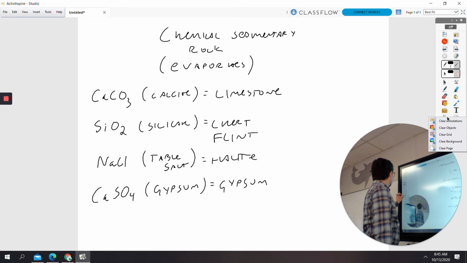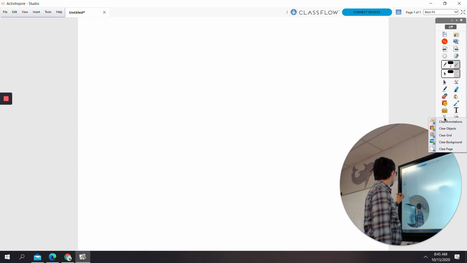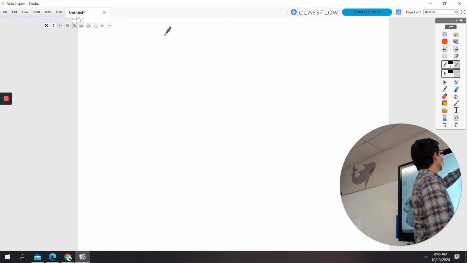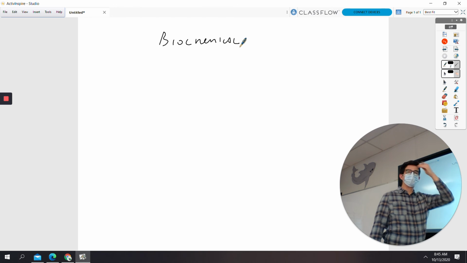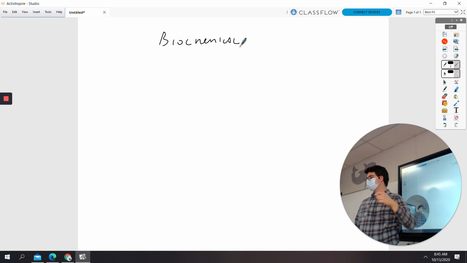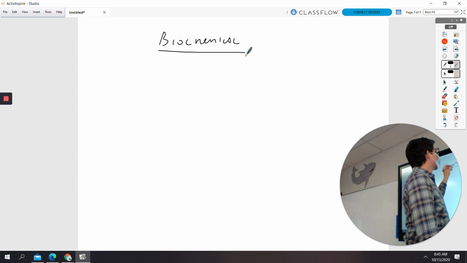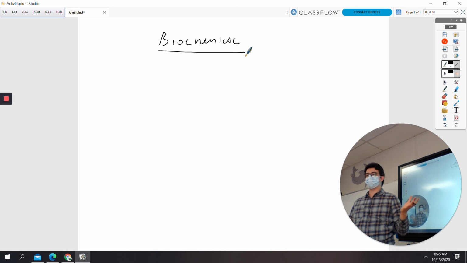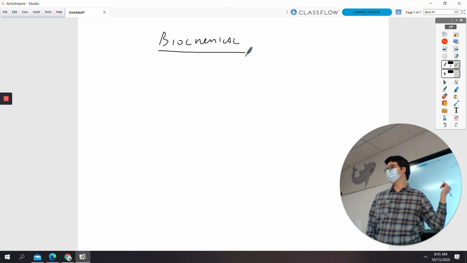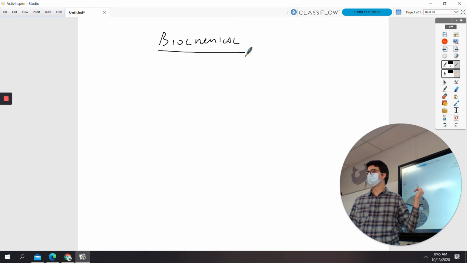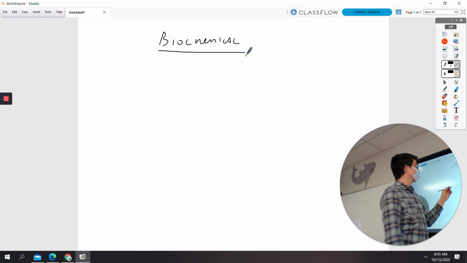Then the last category of sedimentary rocks is biochemical. Just by the name, you already know this prefix. What does bio mean? Life, right? It's made of living things. So remember that minerals cannot be made by living things, right? Anything that's made by a living thing we cannot consider a mineral. But these are all made by living things. So are any of these made of minerals? No, none of these are made of minerals because they're made by living things.